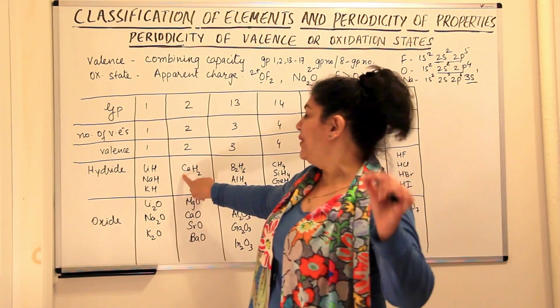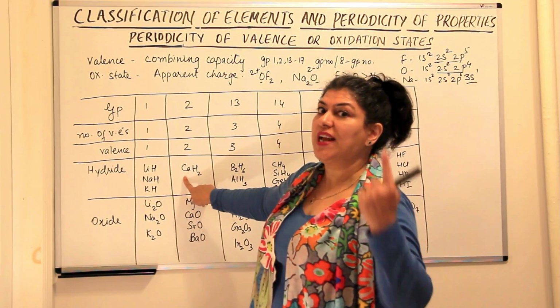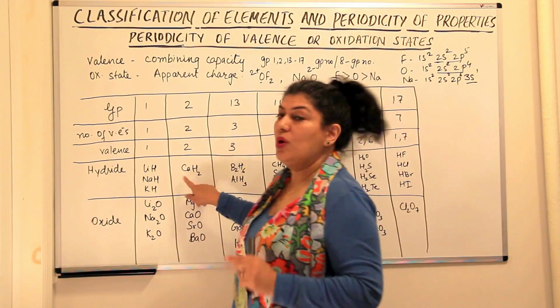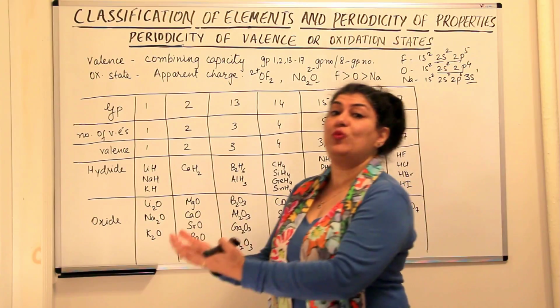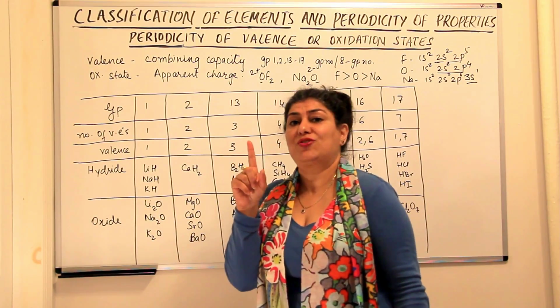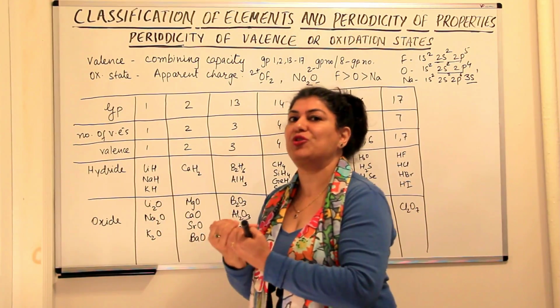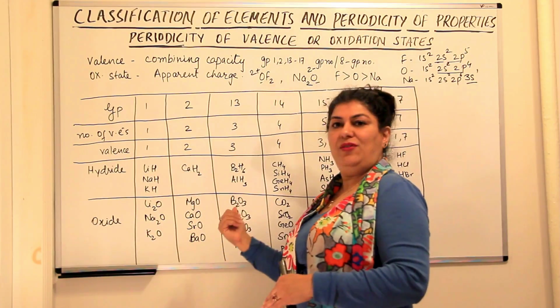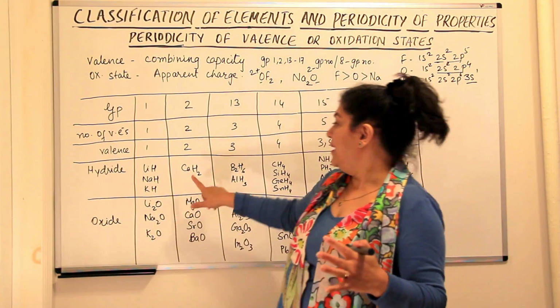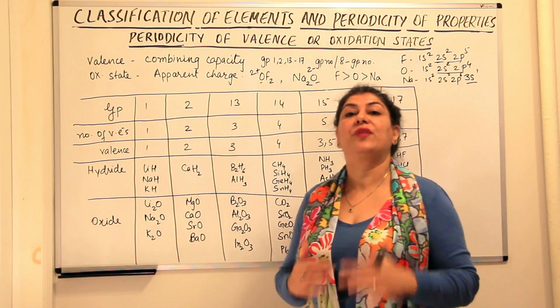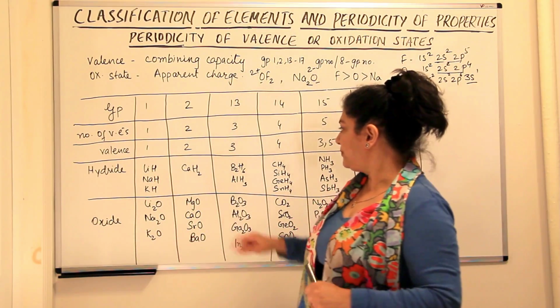Calcium has 2 electrons in its outermost shell and hydrogen has a valency of 1. So calcium gives 2 electrons, but hydrogen needs only 1 electron. So 2 hydrogens accept those 2 electrons. 1 hydrogen accepts 1 electron and the other hydrogen accepts 1 electron. Thus the formula of calcium hydride becomes CaH2.